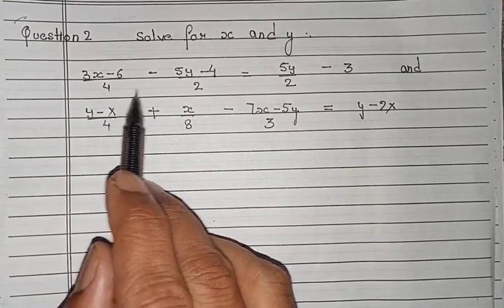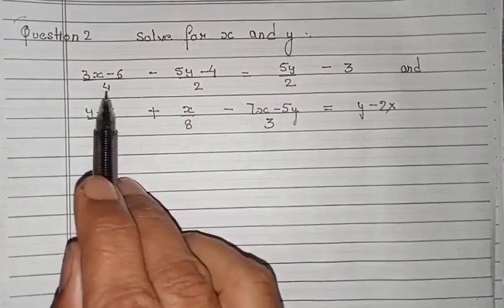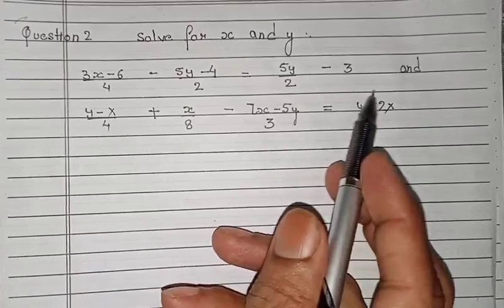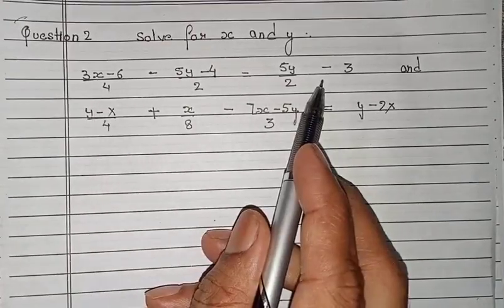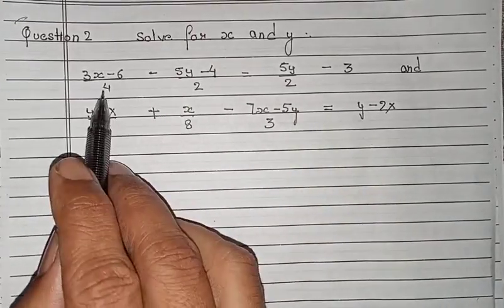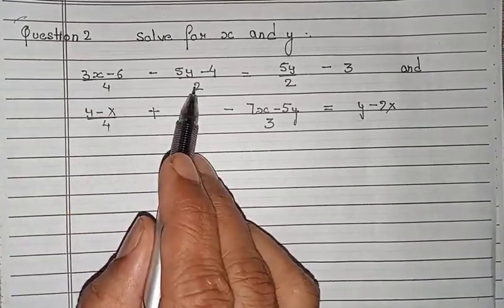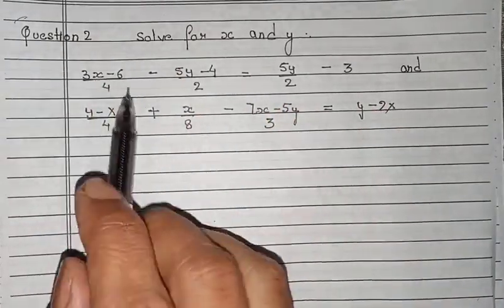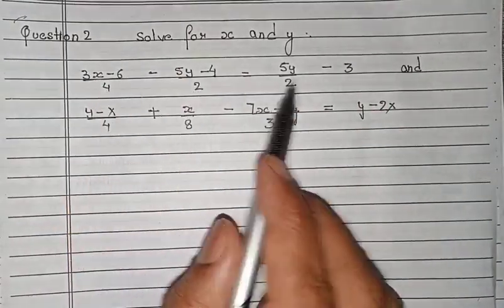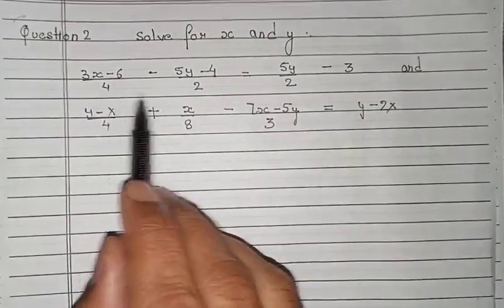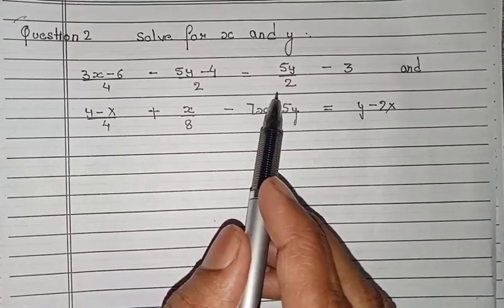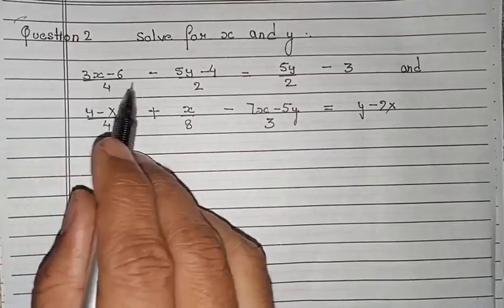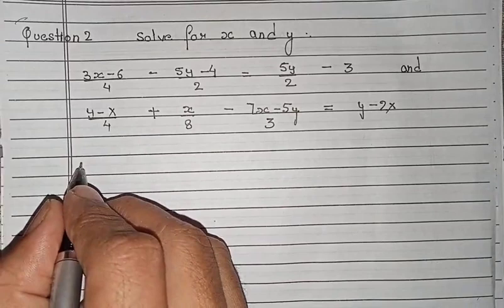In the first equation, if you take the LCM of the whole equation, the LCM will be 4. So we will multiply each term, left side as well as right side, of the whole equation with the LCM, and the LCM is 4. So let's multiply the first equation by 4.